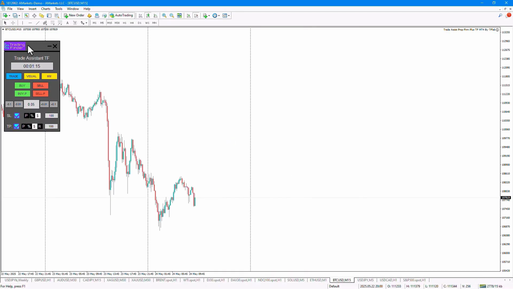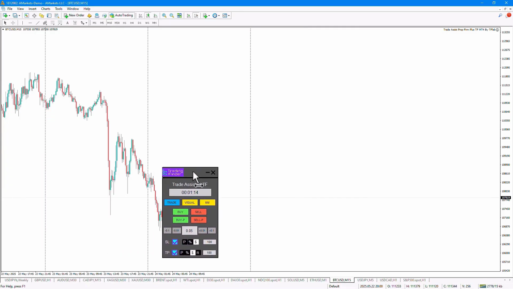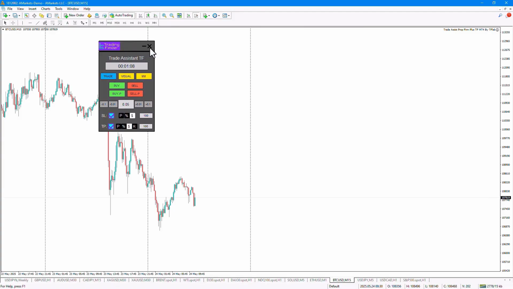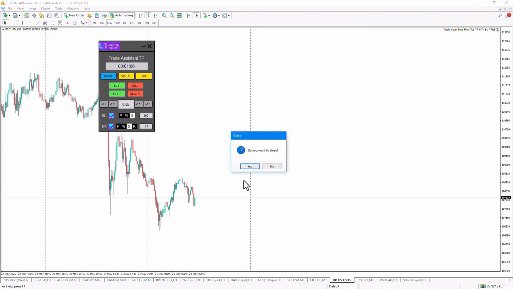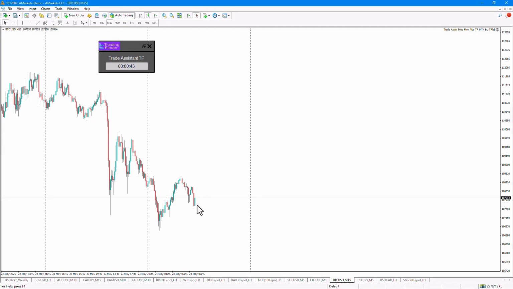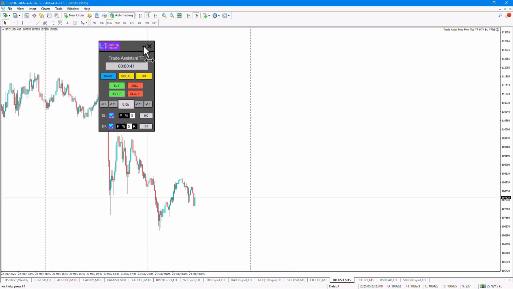By clicking on the panel option, I can easily move it around on the chart. Or by clicking on the cross option, a warning is displayed for me. And by selecting yes, the Expert Advisor will close, and by selecting no, the Expert Advisor will remain on the chart. The next option is the Minimize option, which, when clicked, reduces the Expert Advisor to its minimum size and only displays the remaining time until the current candle closes.